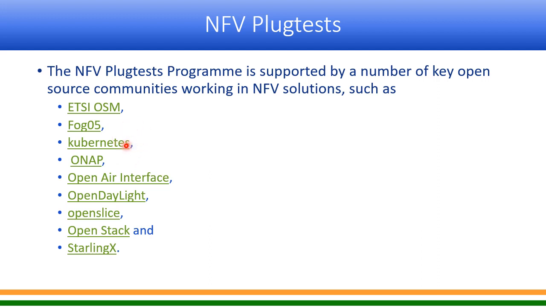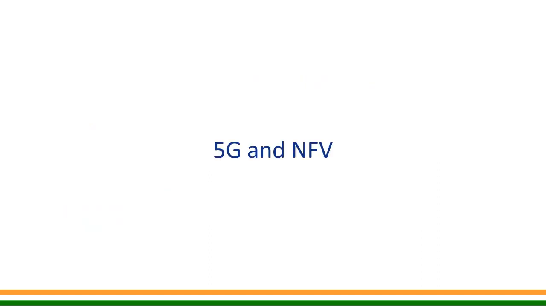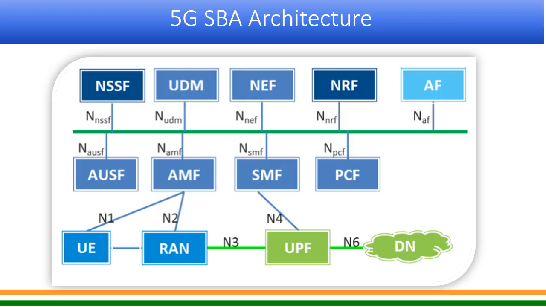So this is a community which is helping NFV to evolve. Then ONAP, Open Air Interface, Open Daylight, OpenSlice, OpenStack, Starlingx, and so on. These are open source communities who are helping the NFV program evolve. So let's look at the 5G architecture and how it is best suited for NFV.